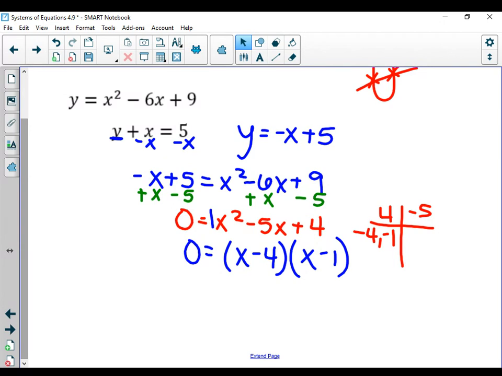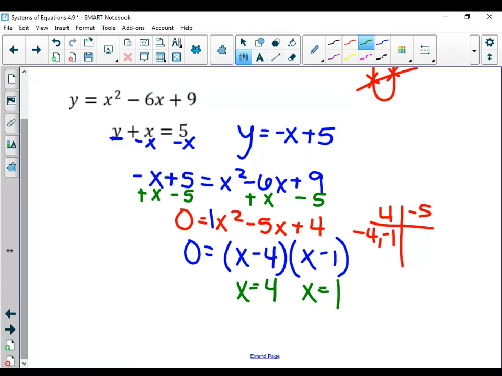So if we were to set these equal to 0, we get x equals 4 and x equals 1. What did we say our answers are going to be?